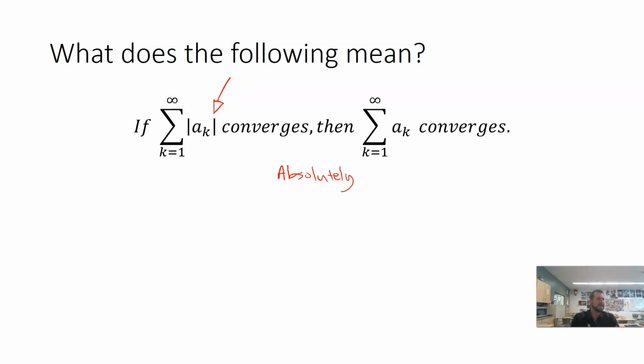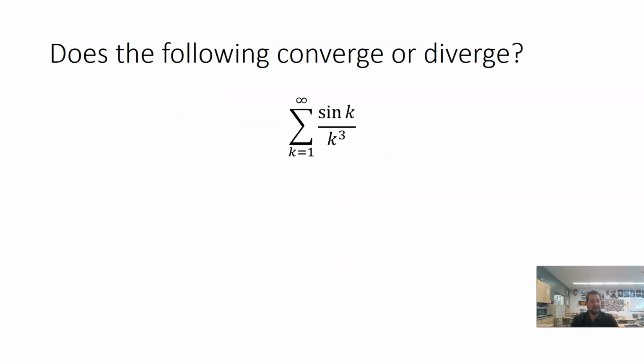And again, you might be saying, well, why do I really care about this? Why does absolute convergence really matter in the grand scheme of things? If something is absolutely convergent, it allows us to use the rule that we're going to use in the next topic that we talk about.